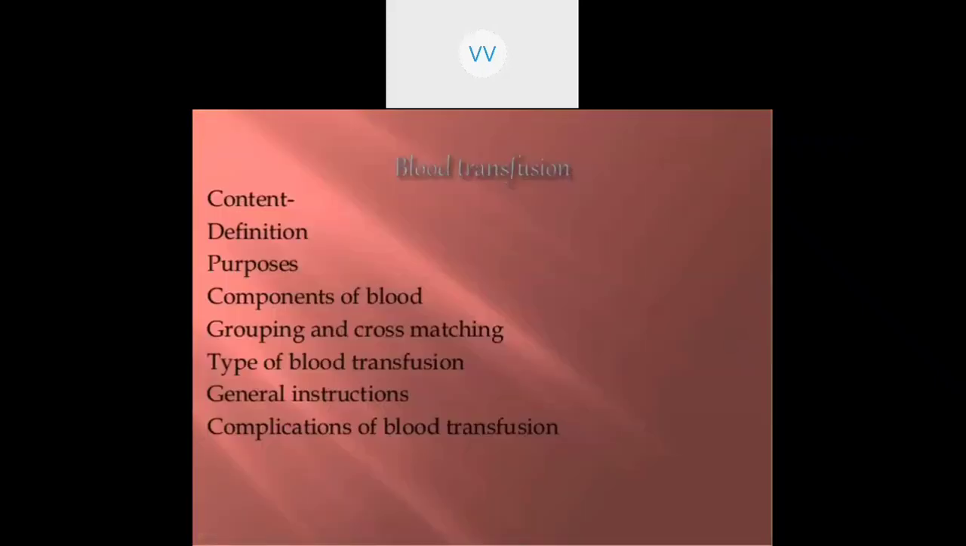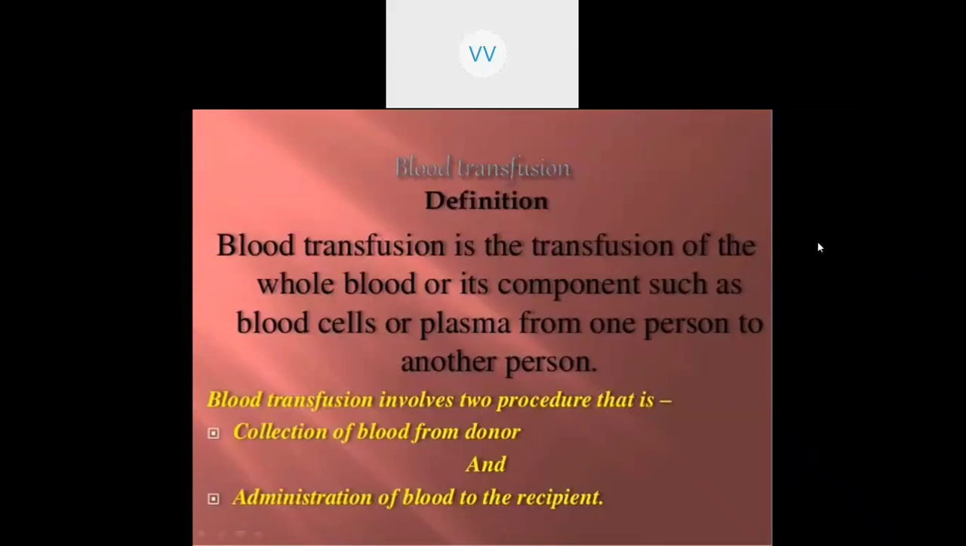Today we'll finish up to the level of general instruction. These are all the content I'll take in the class. First, definition, purpose, and components of blood, blood grouping and how to do the blood grouping and cross matching, types of blood transfusion, general instruction and procedure, complications and role of nurse. This is the content.